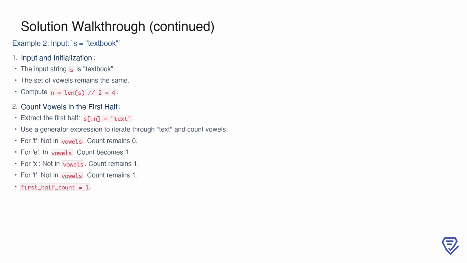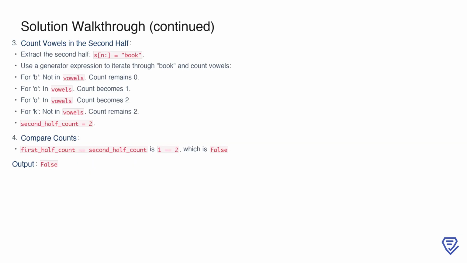The letter T is not a vowel, so the count remains 0. The next letter, E, is a vowel, so the count increases to 1. X and the second T are not vowels, so the count stays at 1. This results in a first_half_count of 1.